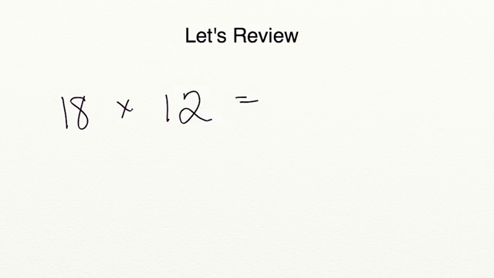Let's take a moment to review what you've learned in today's lesson. When you're trying to multiply numbers, sometimes it can be helpful to estimate the product by rounding. So let's go ahead and walk through a few examples together. If we wanted to find the product of 18 times 12, and we wanted to try to estimate the product, our first step could be to round to the nearest tens place.